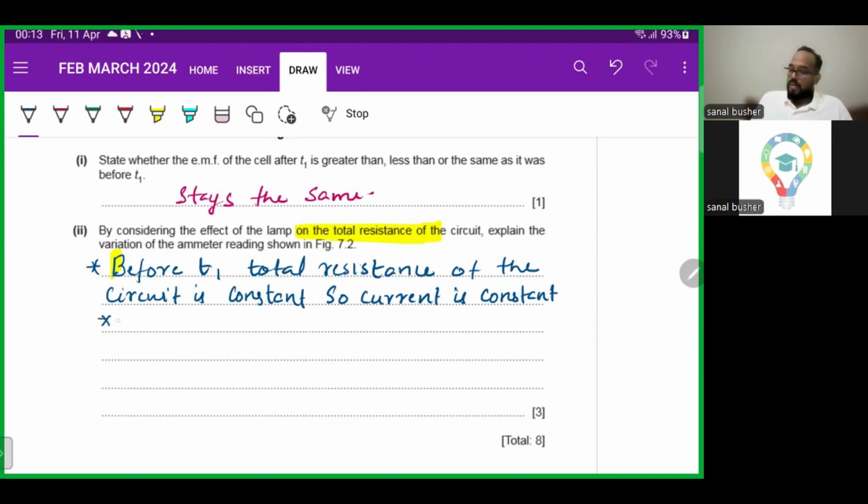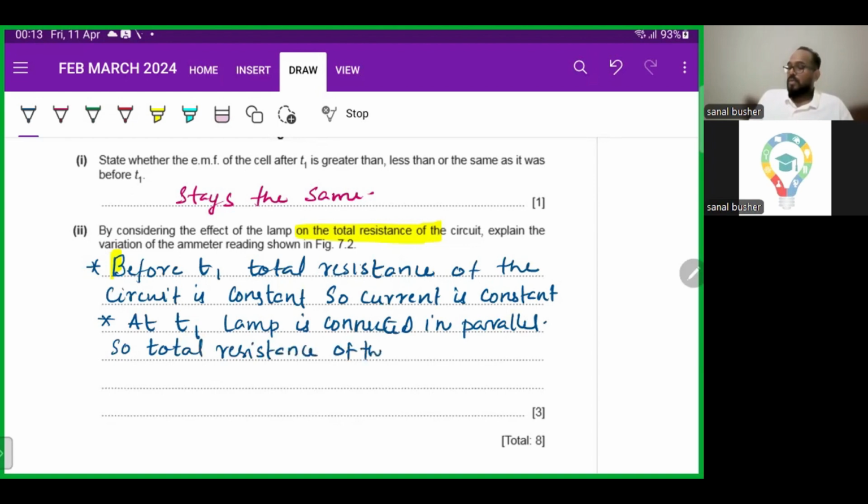Next one, at T1. A lamp is connected in parallel. So total resistance of the circuit decreases. So current will increase.